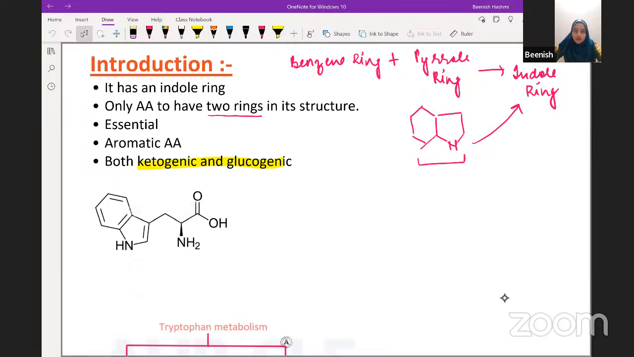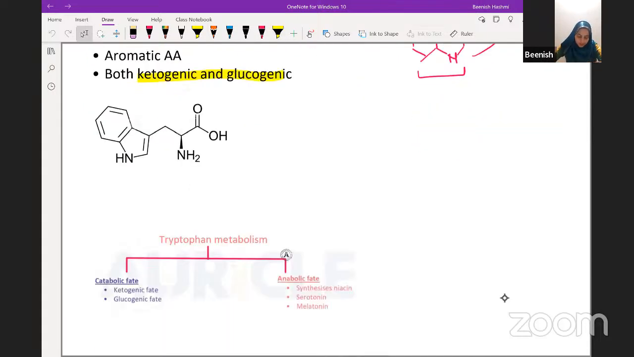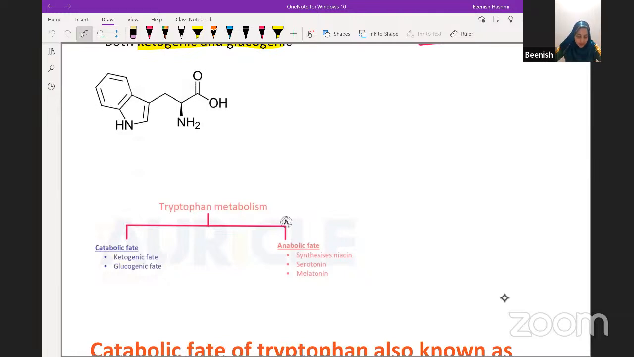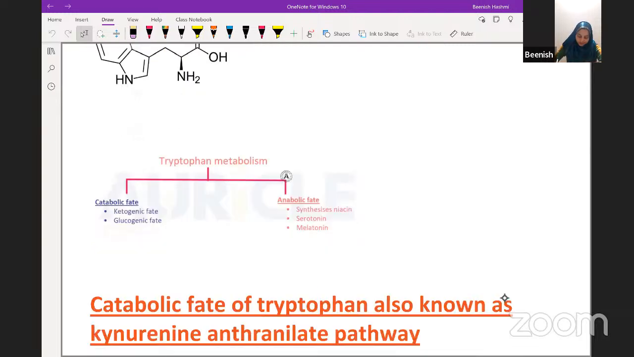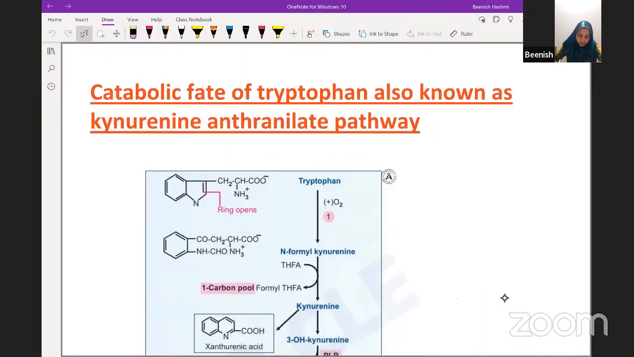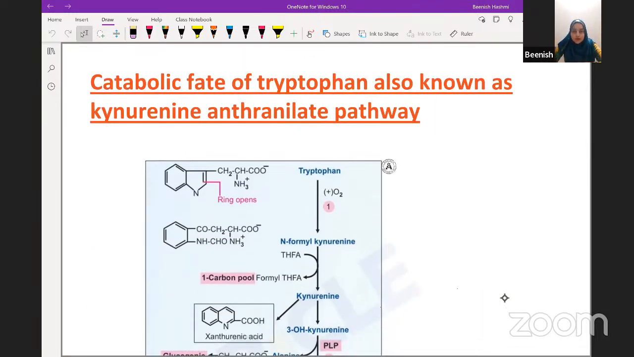Okay, so we were talking about the metabolism of tryptophan. So its catabolic fate includes both glucogenic and ketogenic pathways, and anabolic fate, it is involved in the synthesis of niacin, serotonin, and melatonin. Now moving on to the catabolic fate of tryptophan, it is also known as kynurenine anthranilate pathway.